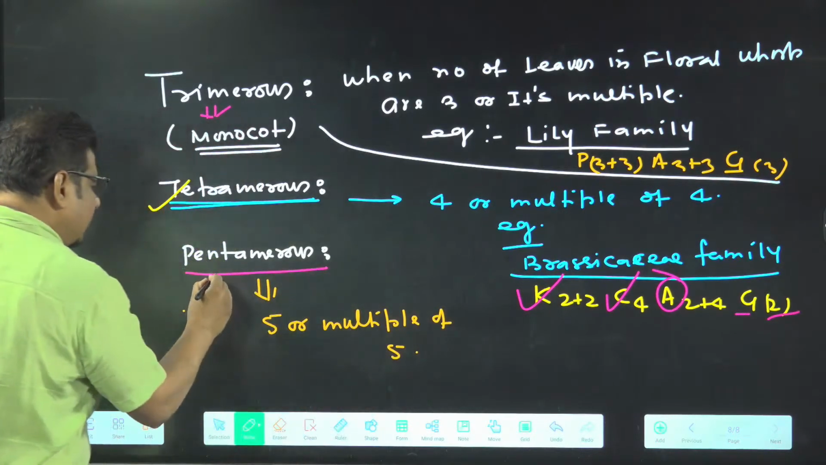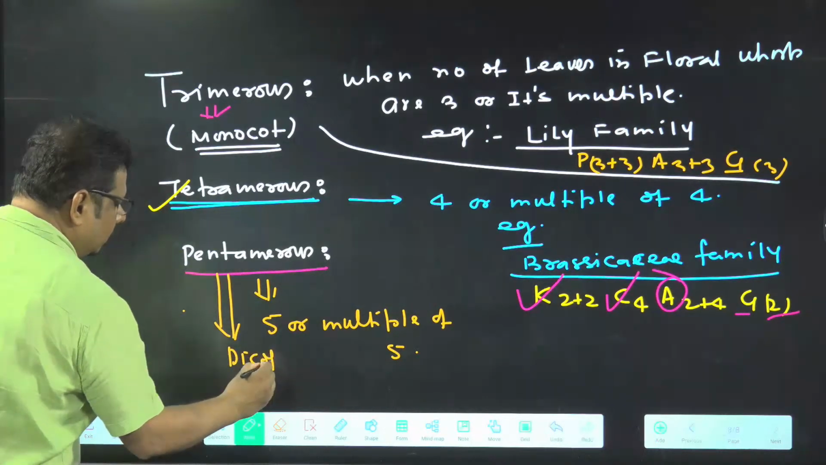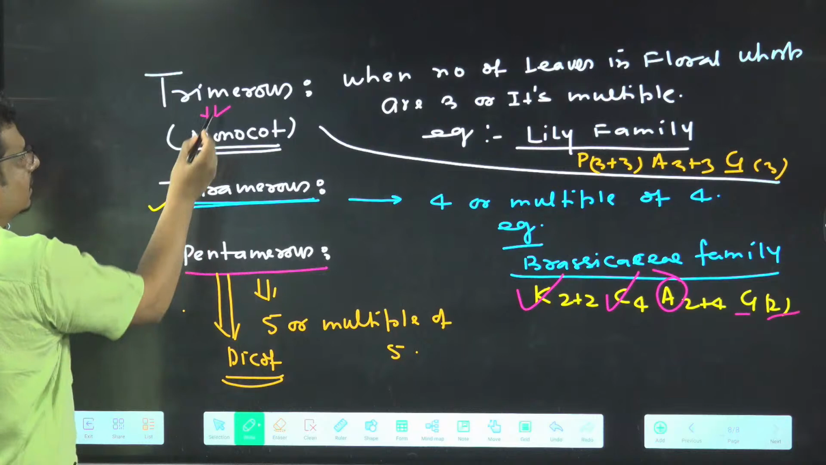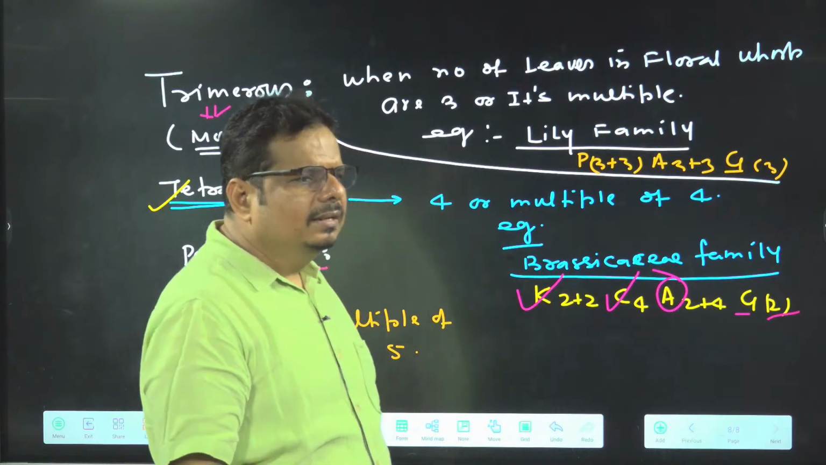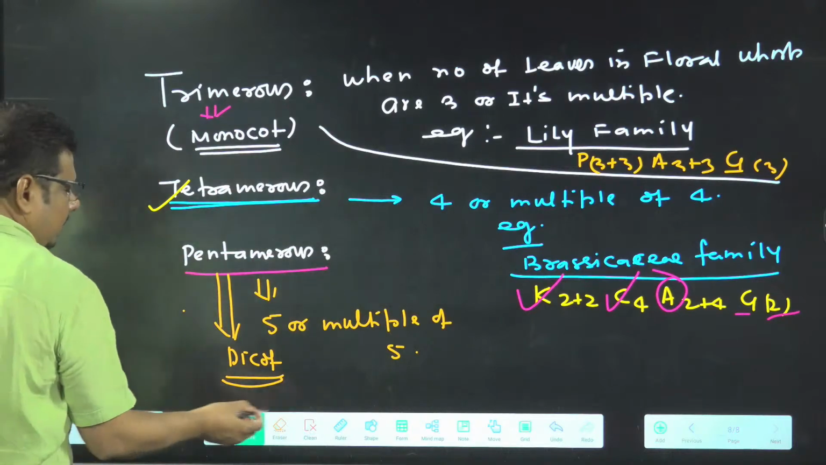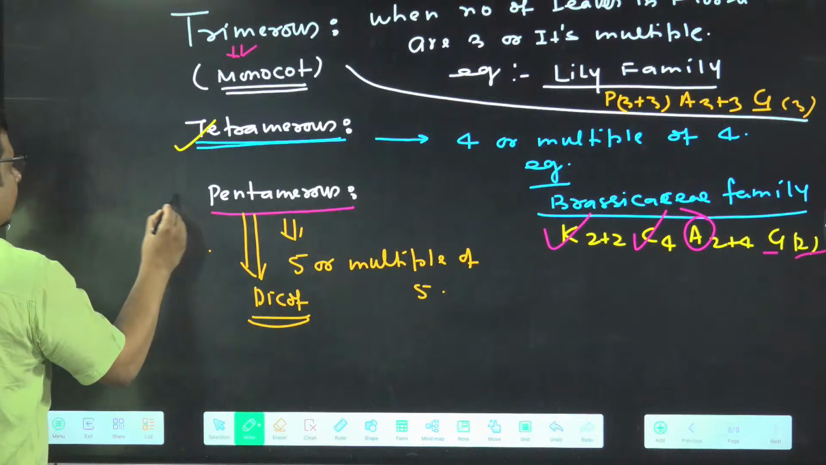And this pentamerous condition is present in dicots. You will not find the pentamerous condition in which one? Monocots, usually. Getting the things or not? So, two families in NCERT where this kind of flower is there, pentamerous, is there.